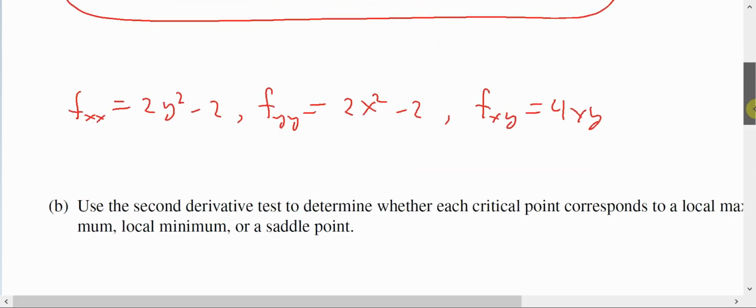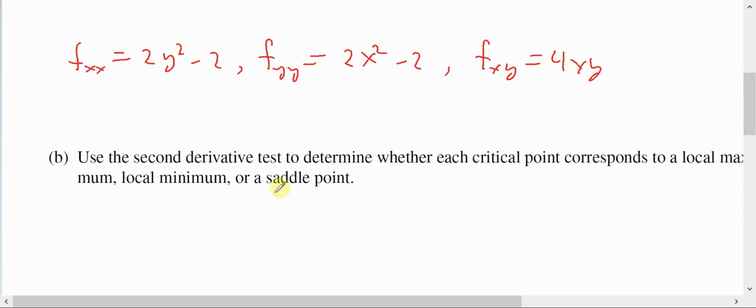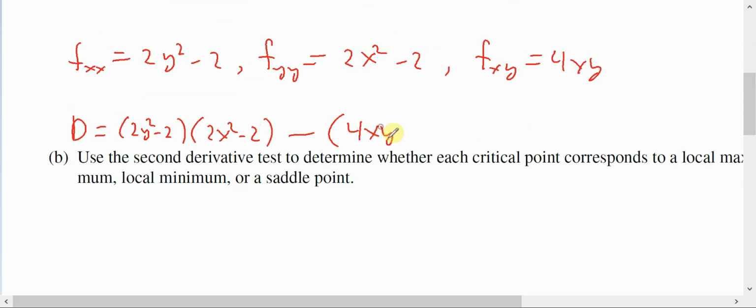All right, and then like I said, it's going to ask me to use the second derivative test to determine whether each of these critical points is a max, min, or a saddle point. To do that, I need my discriminant, which is why I was multiplying this stuff out. So that's going to be 2y squared minus 2, my second partial with respect to x, times 2x squared minus 2, my second partial with respect to y, minus the mixed partial squared.